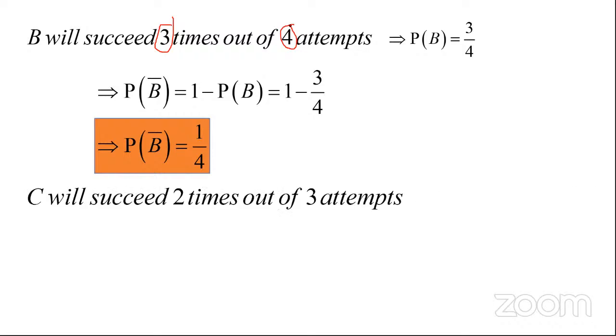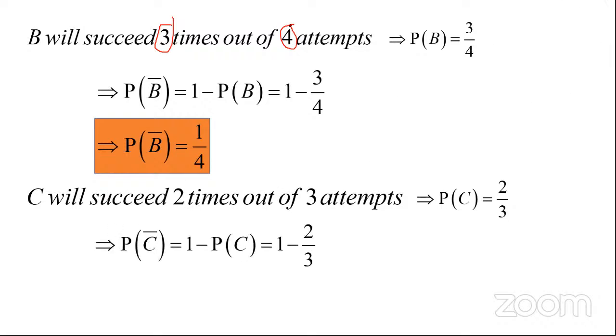And C will succeed 2 times out of 3 attempts. So P of C equal to 2 by 3 we are taking. Then P of C bar equal to 1 minus P of C equal to 1 minus 2 by 3. That is nothing but P of C bar equal to 1 by 3. Okay.